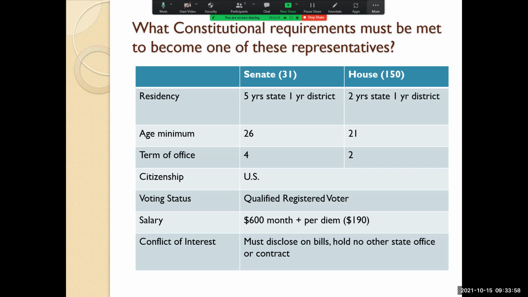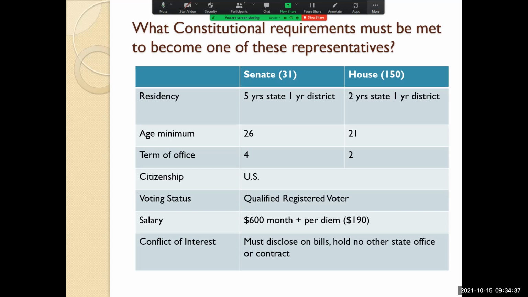Now, obviously, if you're running for office, you're into politics, you're paying attention, you've already been voting, you've participated in elections in the past. So almost certainly the qualified registered voter thing is not a problem. However, if you are a recent transplant to Texas, then you're going to have to get registered. You're going to have to meet the residency requirements. You're going to have to meet all of these things prior, and these would be elements that you need to consider ahead of time.